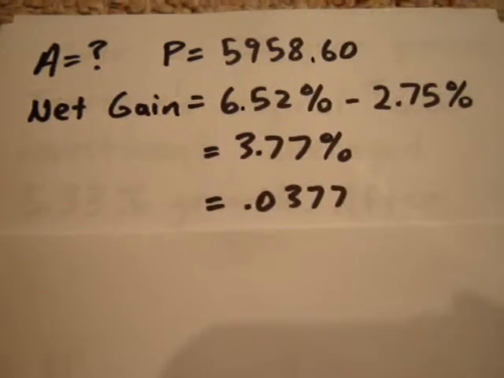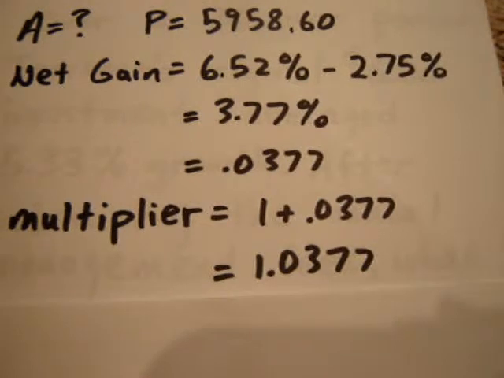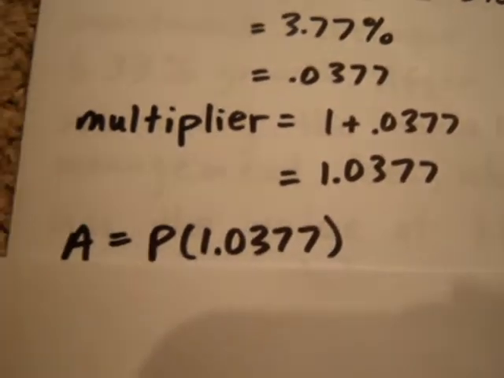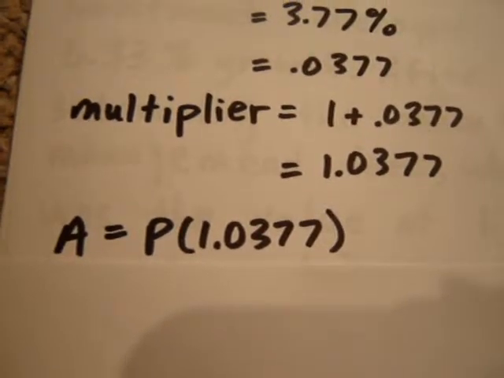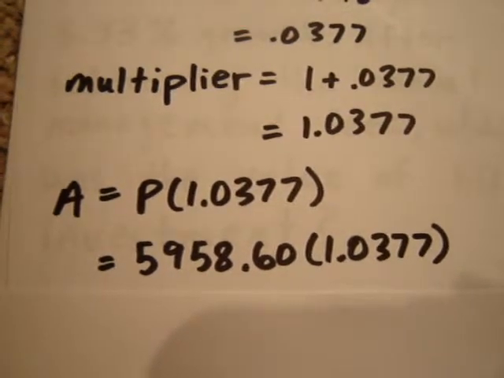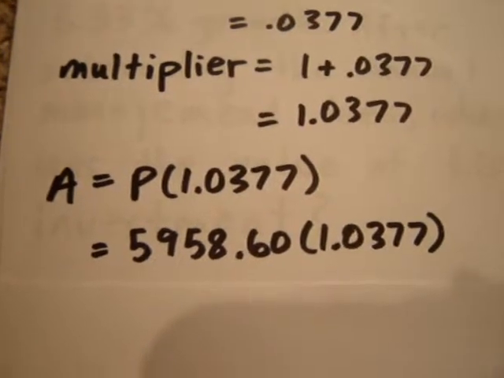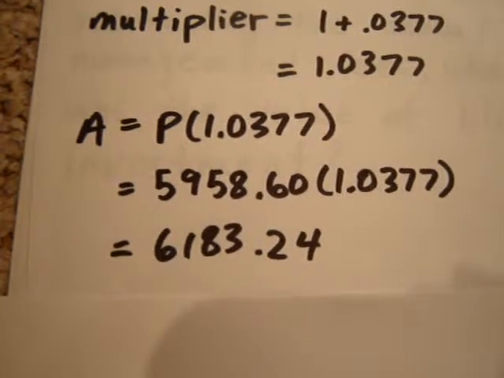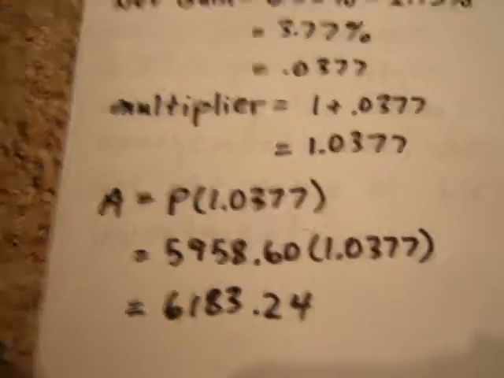Since it's a gain, we're going to add that number to 1 and make that our new multiplier, 1.0377. Now, our final amount will equal our prior amount times 1.0377. Remember that we began the year with $5,958.60. So when we multiply that by 1.0377, we get a final amount of $6,183.24. So that's what he has at the end of his second year.